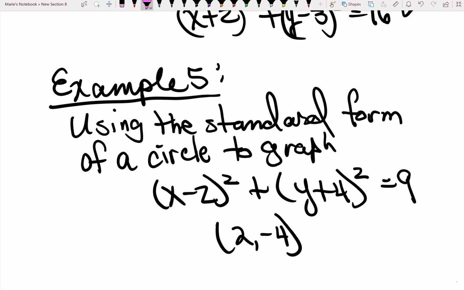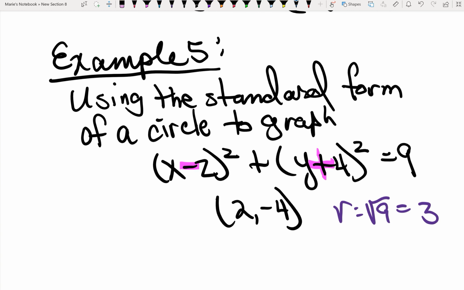Remember, the signs will always be the opposite of what you see here. And because the radius is going to be equal to the square root of 9, our answer here is 3. Always the positive. Remember, distance is always positive.